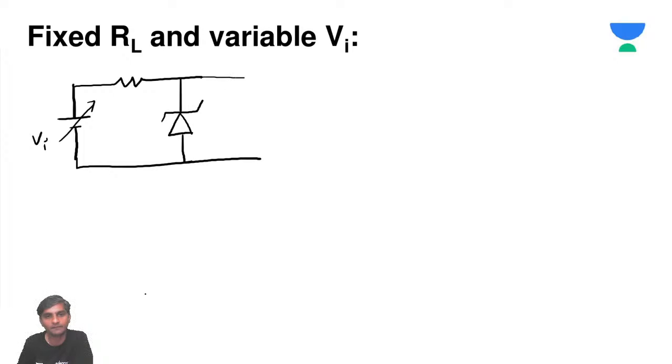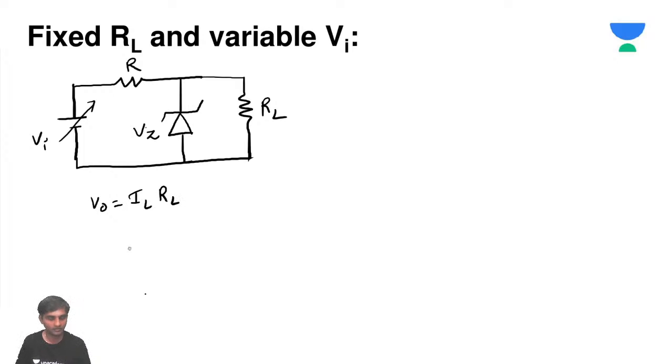V input is varying. It's going to be R, RL, Z. VZ, I should say VZ. Yes, it should be constant. We know that V output is always IL into RL. It is always constant, right?